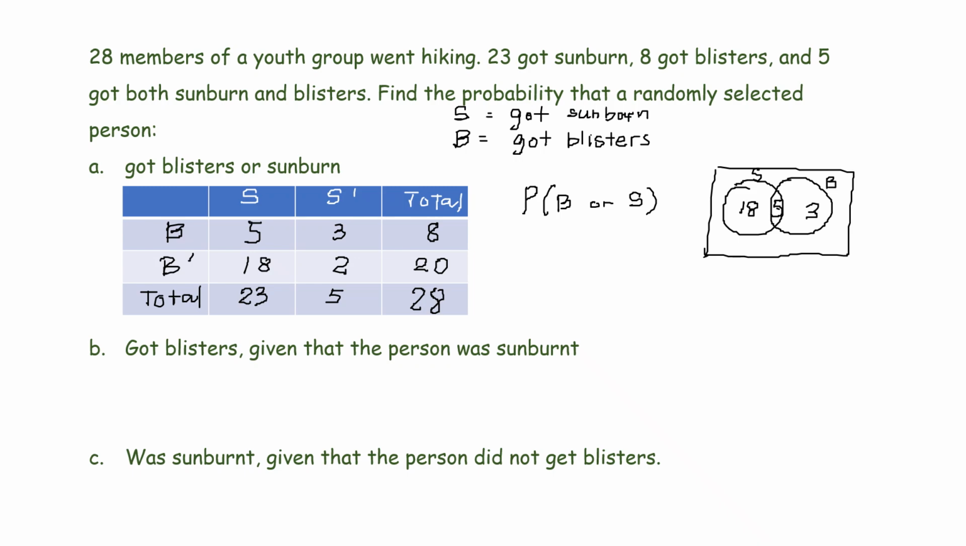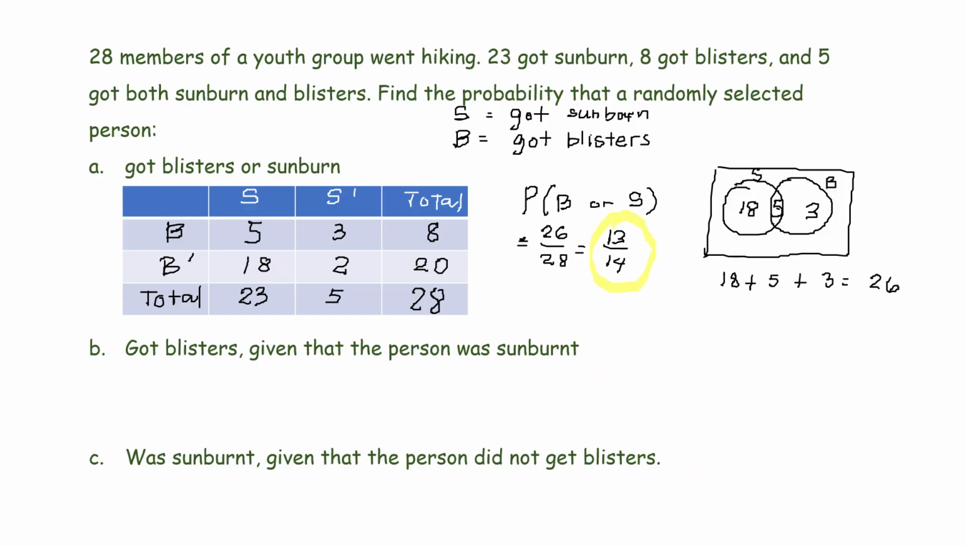Okay, so how many people got blisters or sunburn? These are blisters or sunburn. So 18 plus 5 plus 3 got blisters or sunburn. So 18 plus 5 is 23 plus 3 is 26. So the probability of randomly selecting a person with blisters or sunburn is 26 out of 28. 26 out of 28, or 13 over 14. So that's our answer.